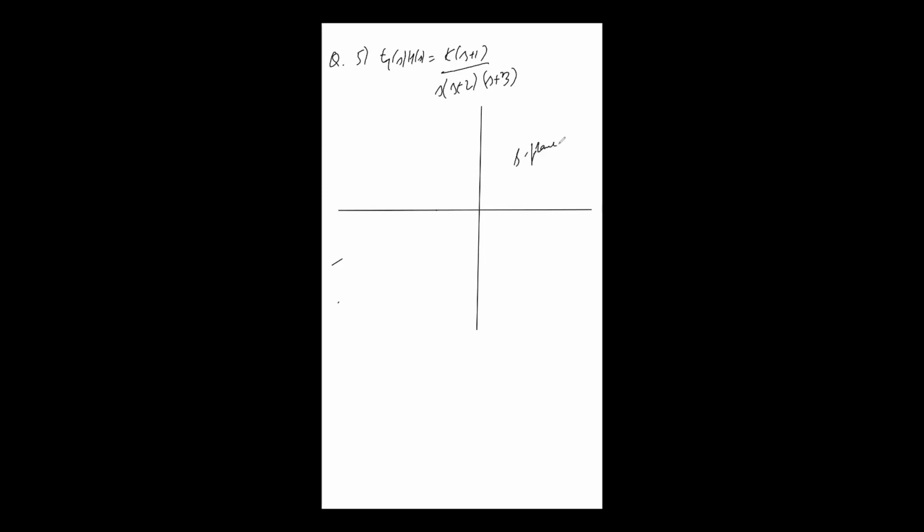Location of poles here are at 0, 0 is at minus 1. There is 1 zero at minus 1, minus 2, and minus 3. This is minus 3, minus 2, minus 1. This is 0.